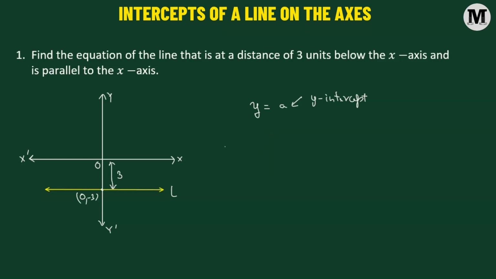Now clearly this line is 3 units below the x-axis, so that means its y-intercept value, which is given by a, is going to be 3 units below. Hence a will be equal to -3, which means that y equals -3, and that's going to be the required equation of the line. So that's the equation of the line. Okay, let's go to the next problem.